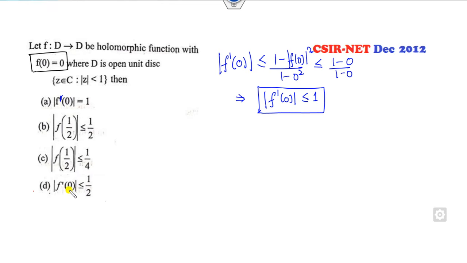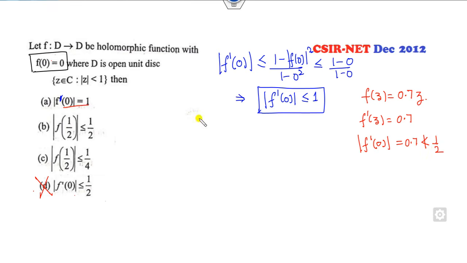Why? Because he said it's strictly less than 1. He said upper bound is half. Clearly, if I simply take f of z as say 0.7 z, it satisfies this property f of 0. So what is the derivative of this? 0.7. So clearly f dash of 0 is 0.7, which is not less than half. So this option is cancelled. Also this option is again cancelled by using this property because it's less than or equal to 1. It's only equality. So that option is cancelled.